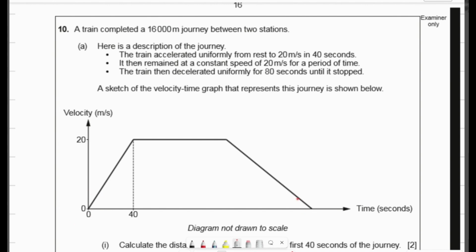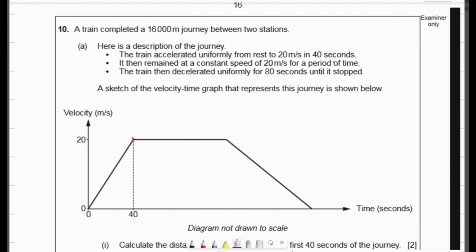The train accelerated uniformly from rest to 20 meters per second. So this is the rest here. And it seems this is the right line, because here it reached 20 meters per second in 40 seconds. And this x-axis represents seconds, which is 40 seconds. So this is the increasing velocity until 40 seconds.